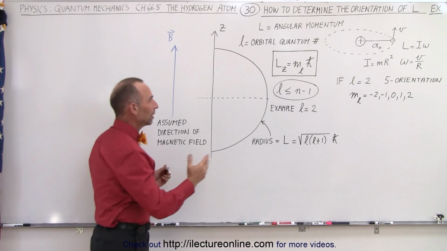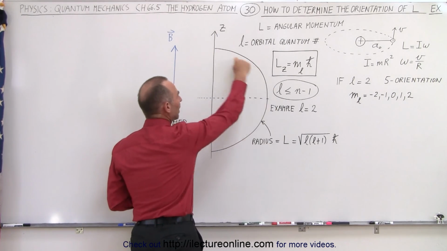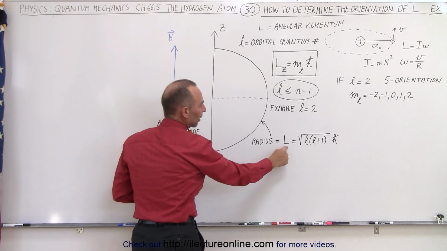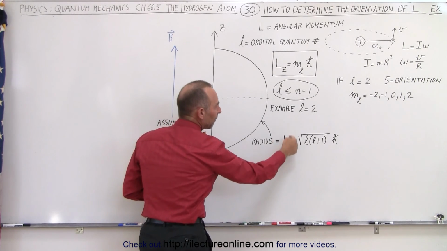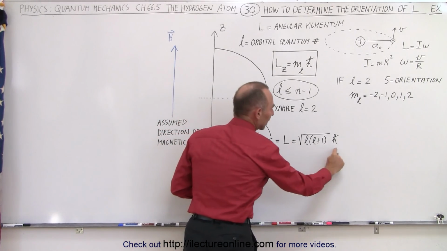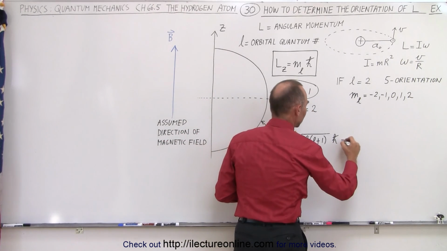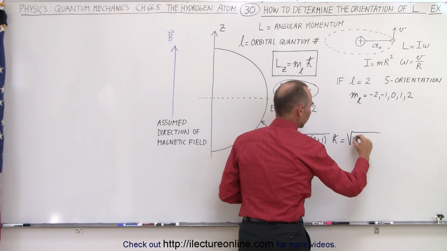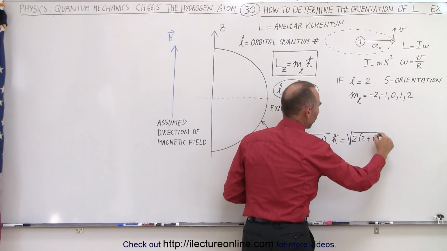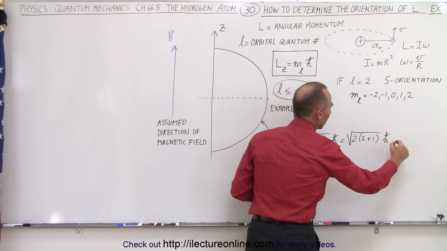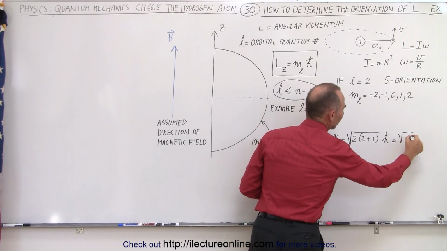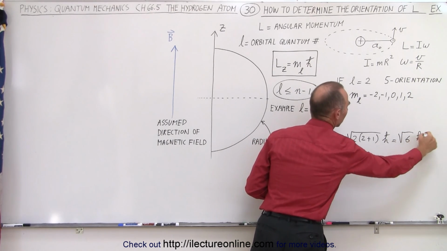The way it's going to look is when we project. So here's the radius, and the radius represents, of course, the angular momentum magnitude that can be calculated like this. So now let's plug in the value for L equals 2. We get the square root of 2 times 2 plus 1 times h bar, and that would be equal to the square root of 6 times h bar.